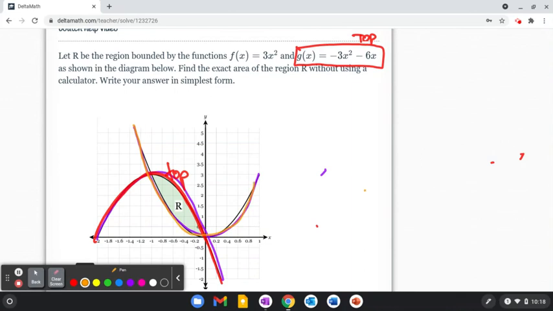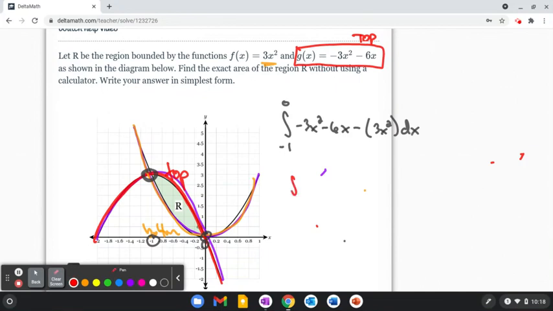This one is our bottom function because it opens up. It's the upward facing parabola. So in this case, we actually want to do g of x minus f of x. Those are just symbols we use, so make sure you're double checking that before you integrate. Our limits on this here is negative 1, and here is 0. So negative 1 to 0 again. Integral negative 1 to 0, top function minus bottom function. So negative 3x squared minus 6x minus 3x squared dx.